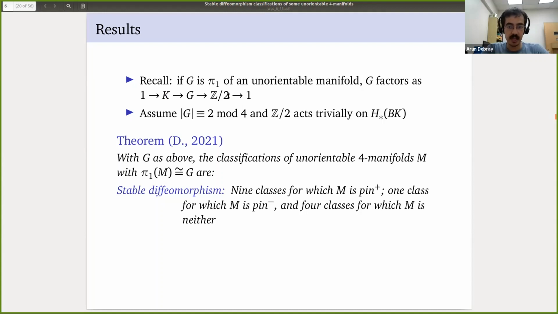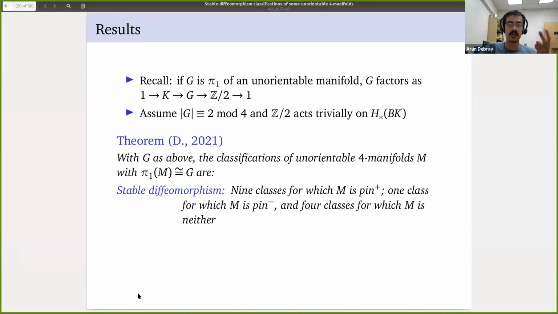But with these assumptions in place, we can classify unorientable 4-manifolds with this fundamental group up to stable diffeomorphism. So the classification falls into 3 pieces. I'm not going to tell you exactly what pin plus and pin minus structures are, but these are unorientable analogs of spin structures. For an oriented manifold, you could ask whether it admits a spin structure. For example, all closed oriented surfaces do, but CP2 does not.